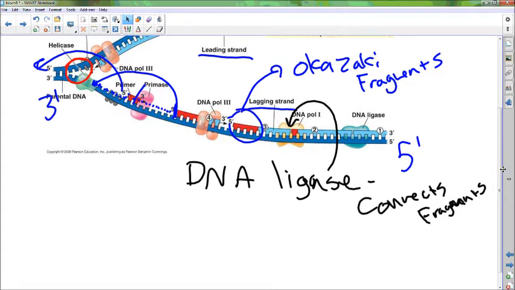So the DNA ligase just attaches all the fragments, and now you have a nice continuous run on the other side. That only happens on the lagging strand.